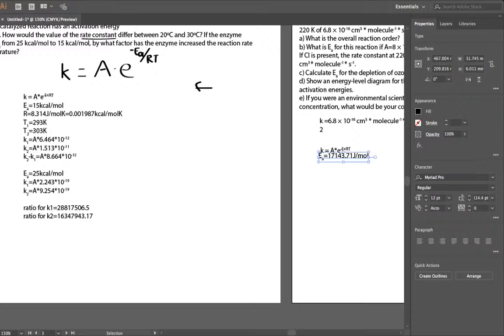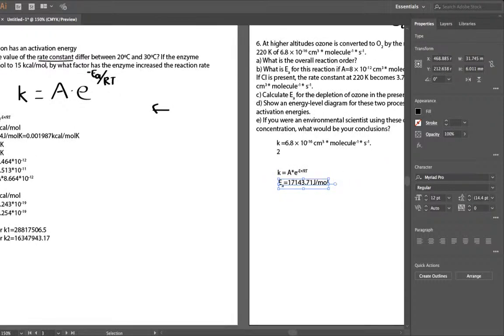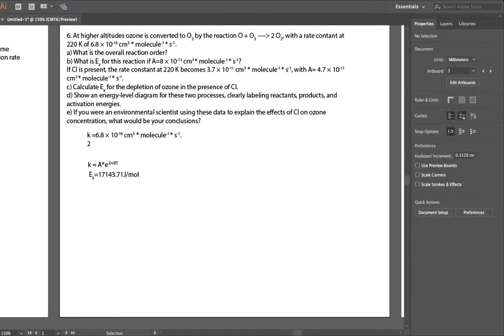Well, that is some crazy number. But that's joules per mole anyways, because I am not doing this with atoms.